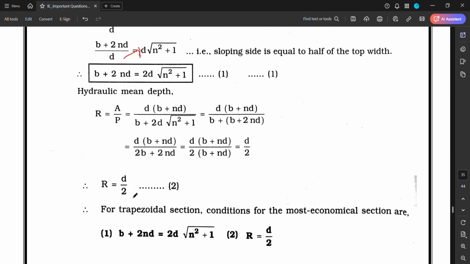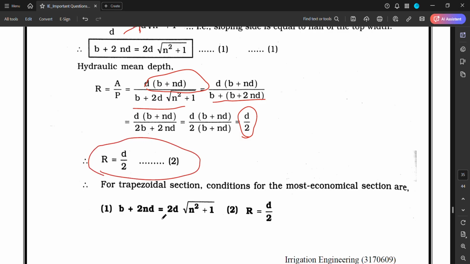Hydraulic mean depth R is equal to A by P, where A is equal to D into (B plus nD), and P is equal to B plus 2D under root n square plus 1. After all the process we have got R is equal to D by 2. This is the second equation.